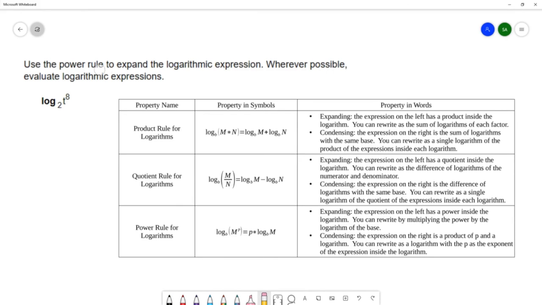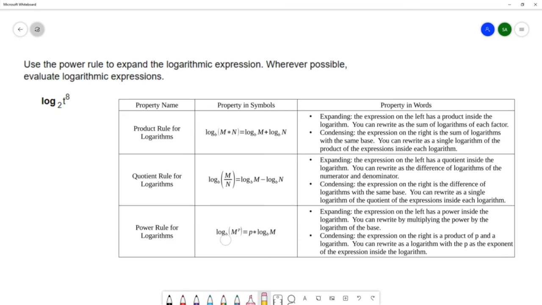Use the power rule to expand the logarithmic expression. Whenever possible, evaluate the logarithmic expression. The expression we'd like to simplify is log base 2 of t to the 8th. So the directions specifically say to use the power rule, and I've brought here the power rule for logarithms for us to take a look at.